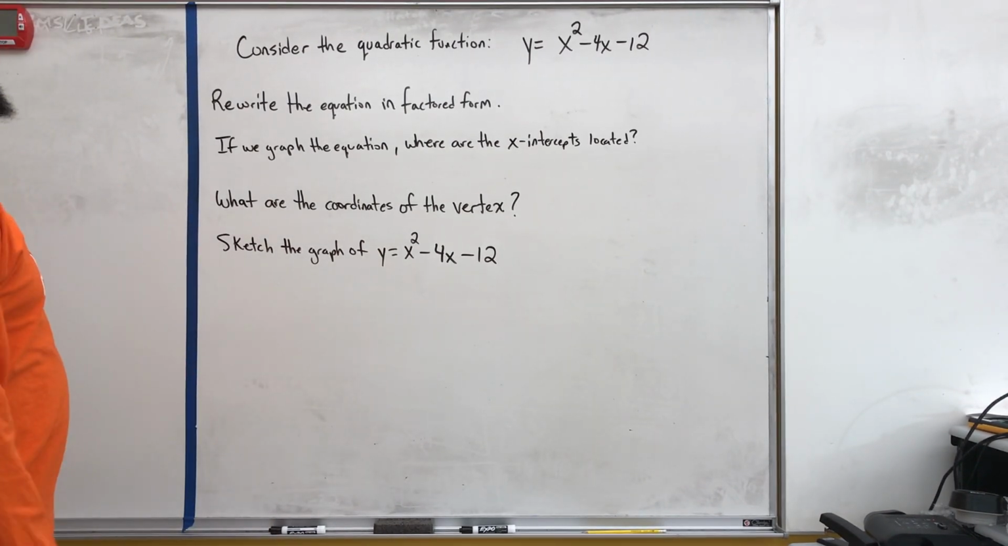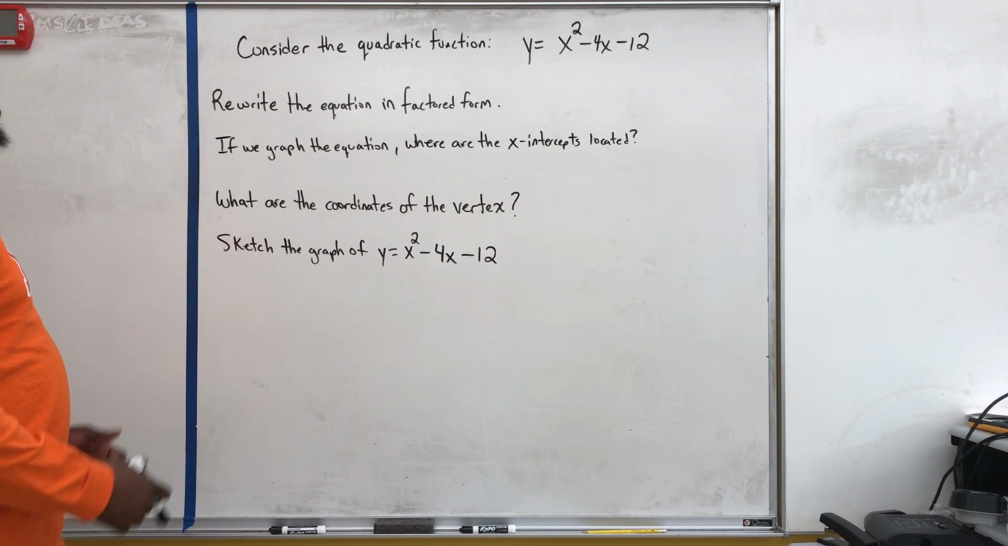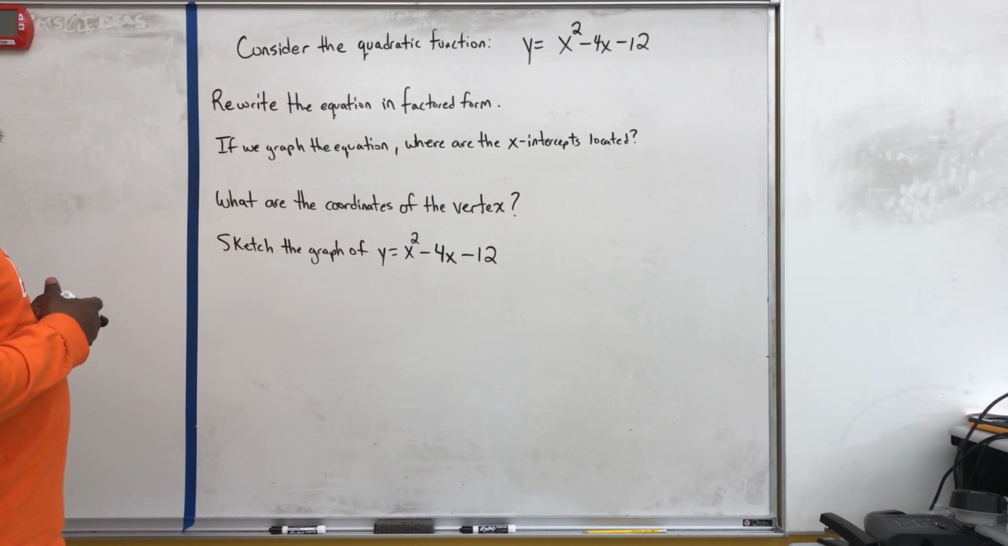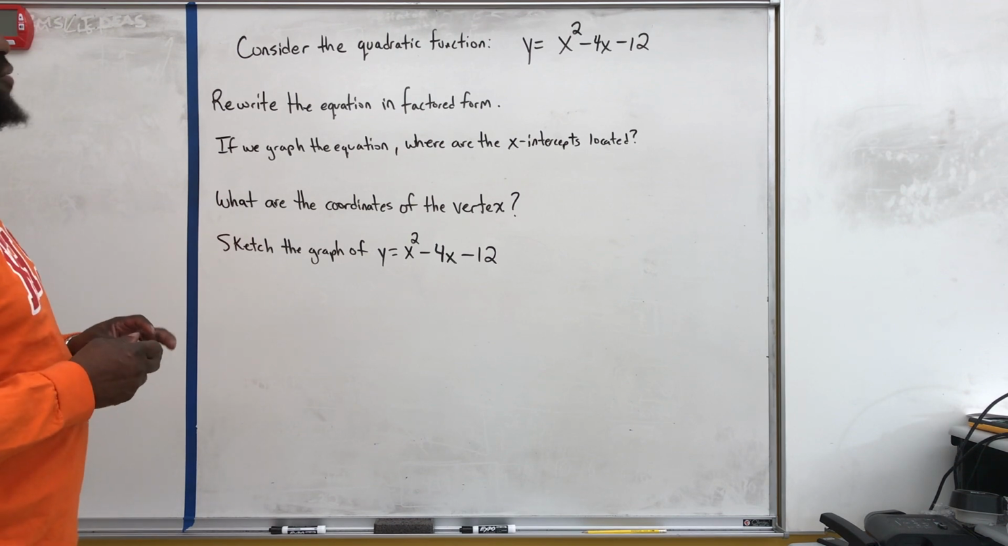So the problem says, consider the quadratic function y equals x squared minus 4x minus 12. We're going to rewrite the equation in factored form. Then we're going to see where our x-intercepts are. We're going to find the coordinate of the vertex, and we're going to graph it. So first, let's write it in factored form.